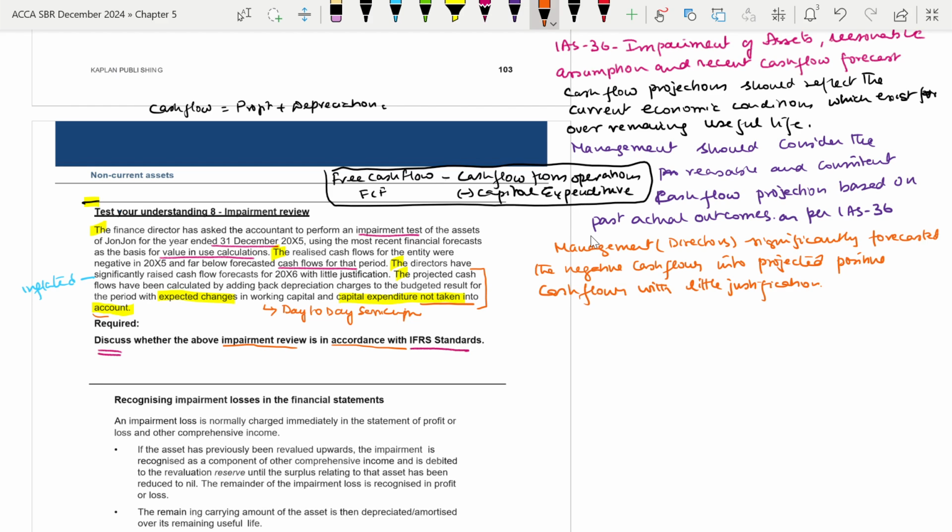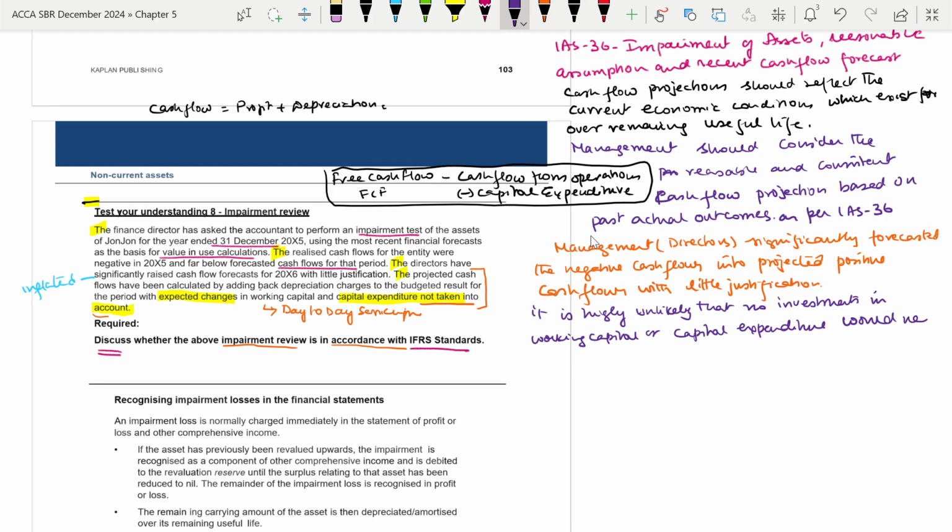No, they have to consider the working capital. They have to consider it. It is highly, highly unlikely. Write the same thing: no investments in working capital or capital expenditure would need to be made, is it?